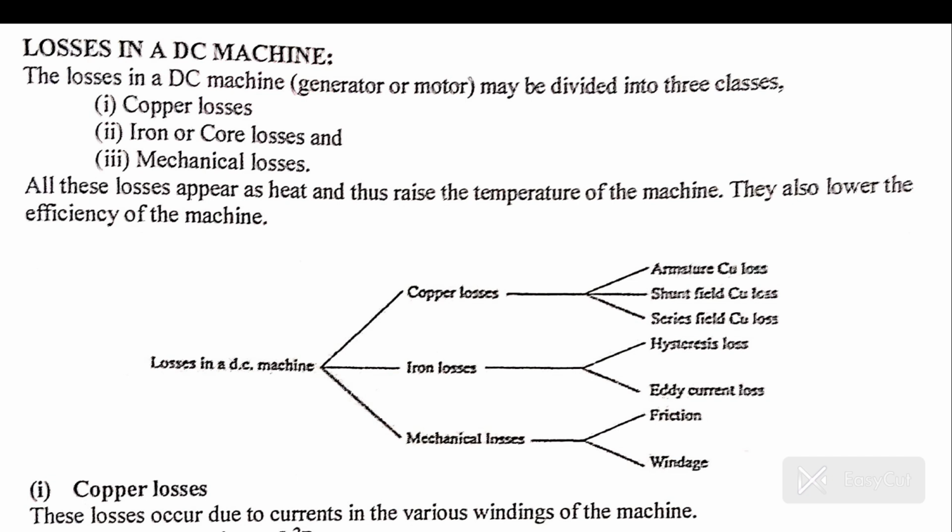There are 3 major types of losses in a DC machine. 1. Copper losses. 2. Iron or core losses. 3. Mechanical losses. Let's go through each of them.